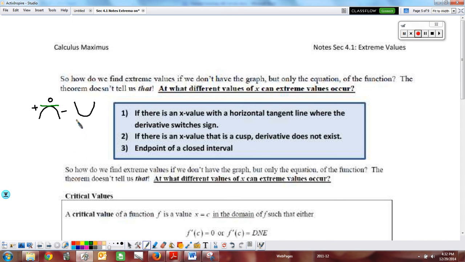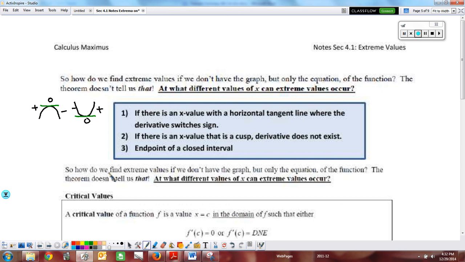And then over here, where we have a horizontal tangent line, and now we're switching from a negative slope to 0 to a positive slope, that would be a minimum. So that obviously would be a value that we're going to worry about, where there might be a global max or a min.